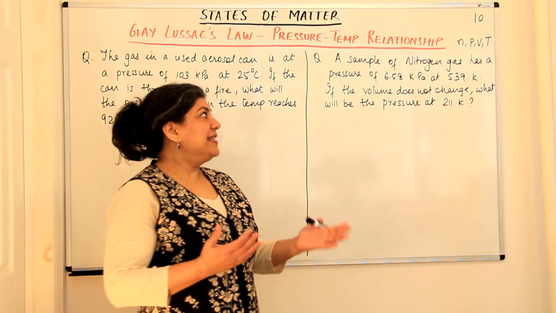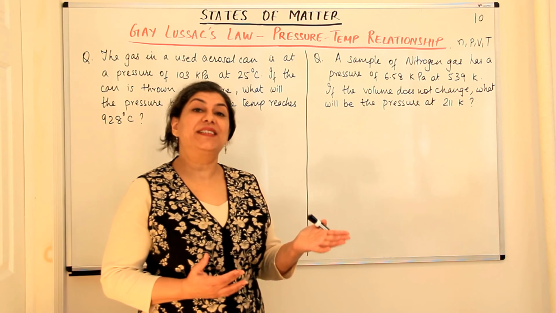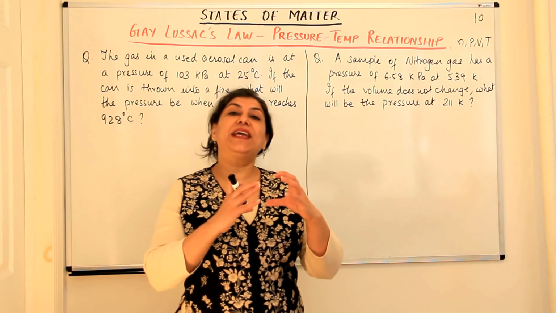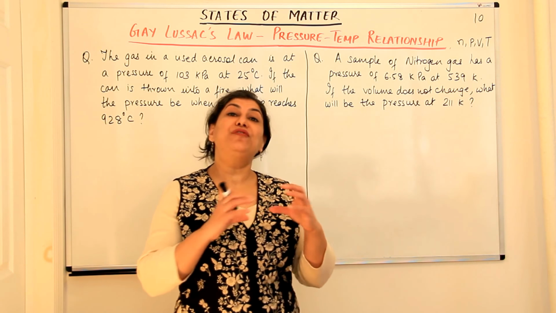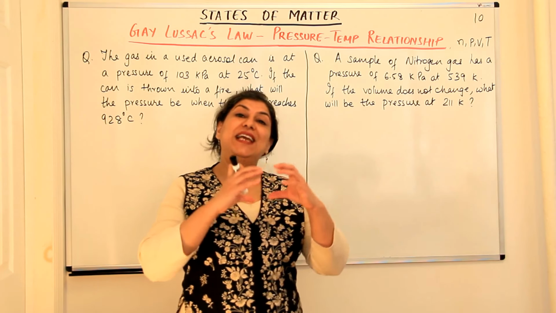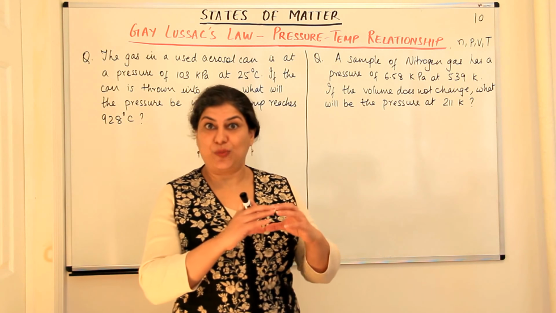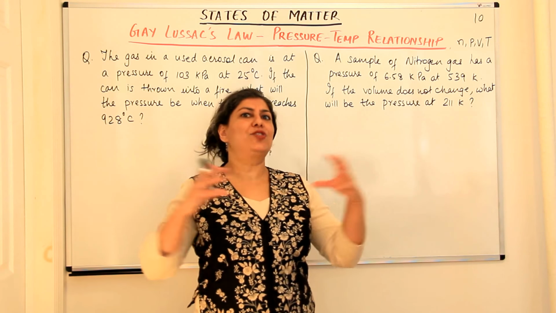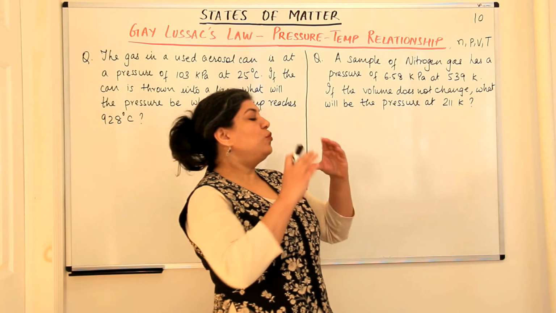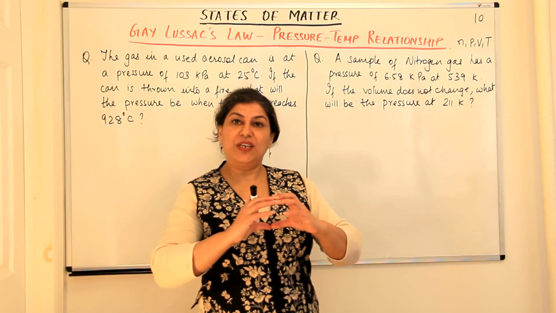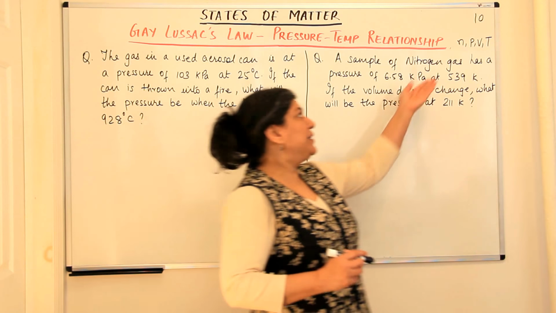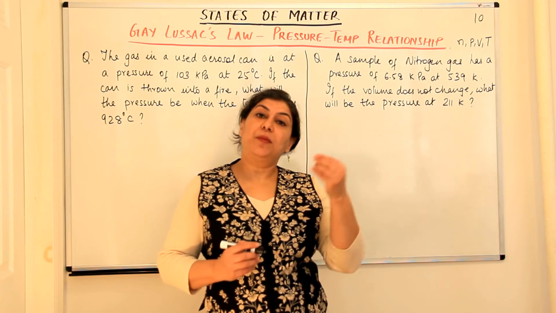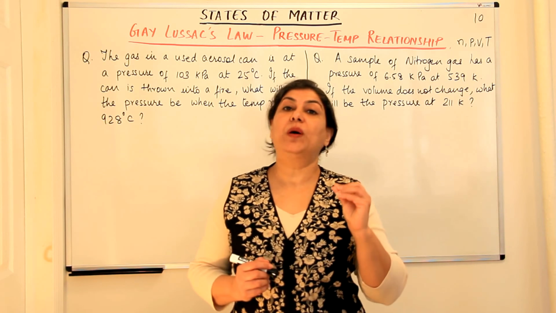According to this law, as the temperature of an enclosed gas increases, the pressure also increases if the volume is constant. If a gas is enclosed, it means the number of moles are fixed. And if it's enclosed in a sealed vessel, it means that the volume is also fixed, considering that the vessel is not expandable like a balloon. So if it is enclosed in a container of fixed volume, if you increase the temperature, the pressure also increases. So the relation we arrived at was P1 upon T1 is equal to P2 upon T2.